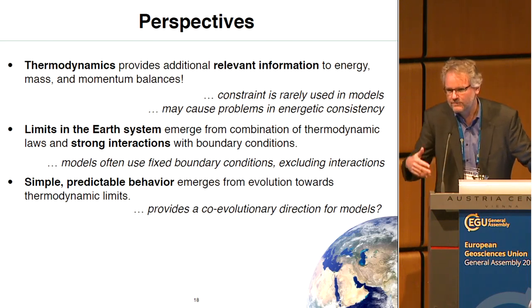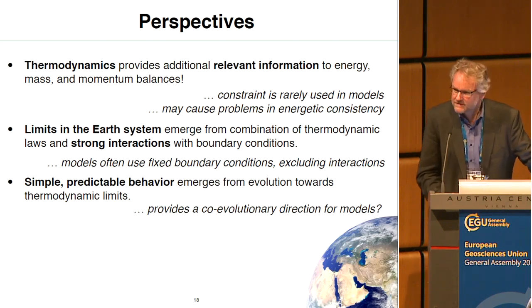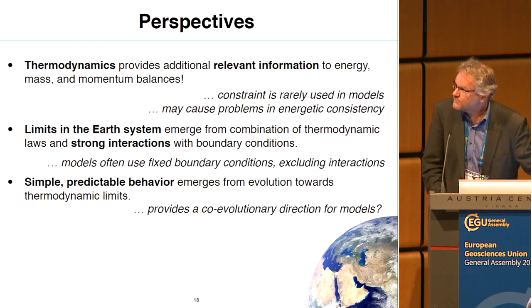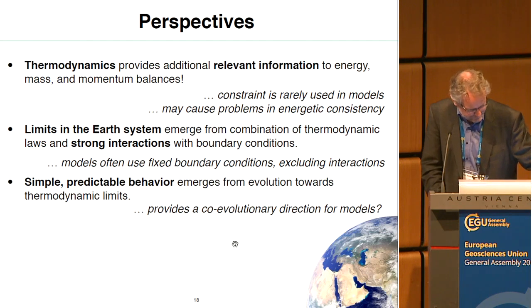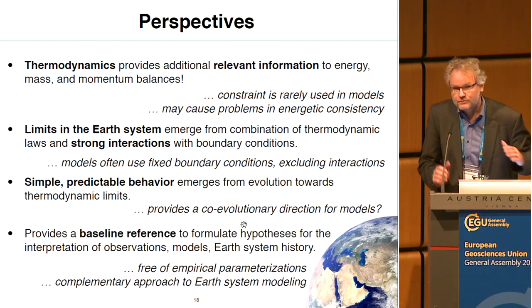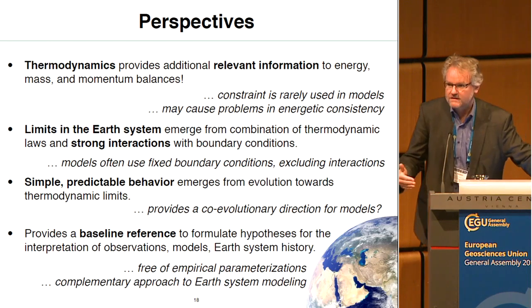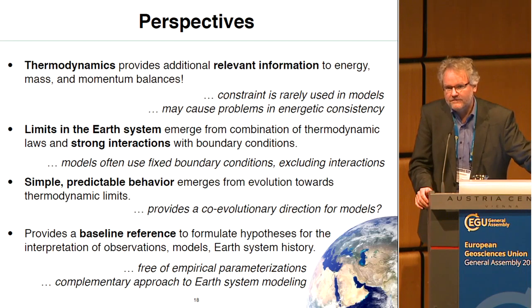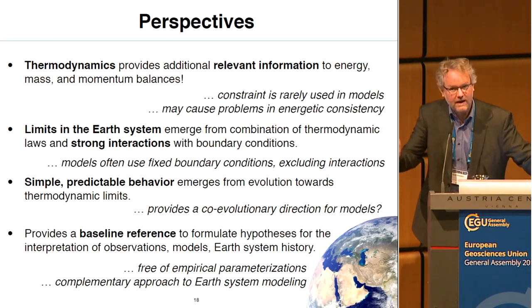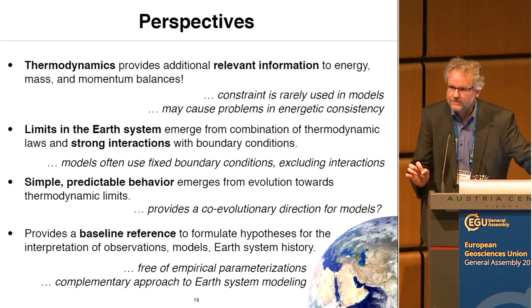In hydrology there's the buzzword of coevolution. Well, I think this is a coevolutionary direction that is directly coming from thermodynamics that could be quite useful. And then the last, I think that this simple approach based on thermodynamic limits really provides some baseline reference for better understanding the behavior of complex models. In the end, the comparison between the hydrologic sensitivity derived from this one equation compared to the GCMs shows you that one can actually just learn about the very basics, what's shaping a sensitivity.